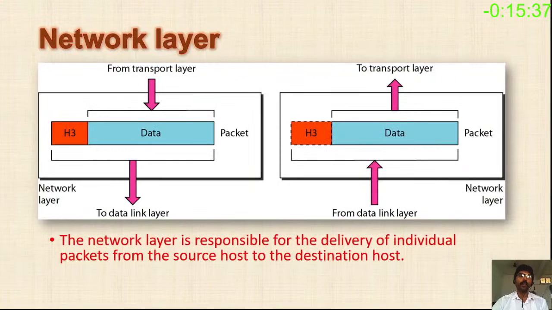The next one is the network layer. The network layer is responsible for the delivery of individual packets from the source host to the destination host. The job of network layer is to take the data from the transport layer and convert that into packets and send it to the data link layer.